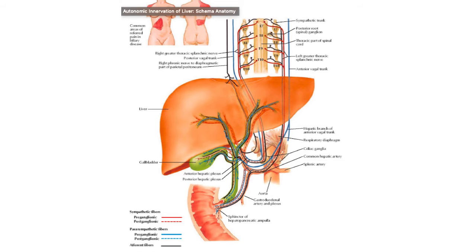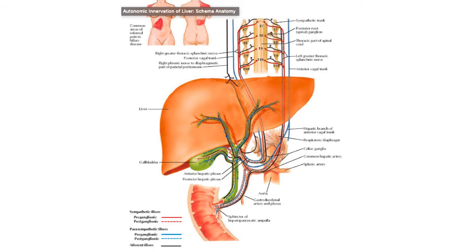Moving into innervation. Parasympathetic innervation of the liver comes from the left vagus, which gives off the anterior hepatic branch, and then the right vagus, which gives off the posterior hepatic branch.